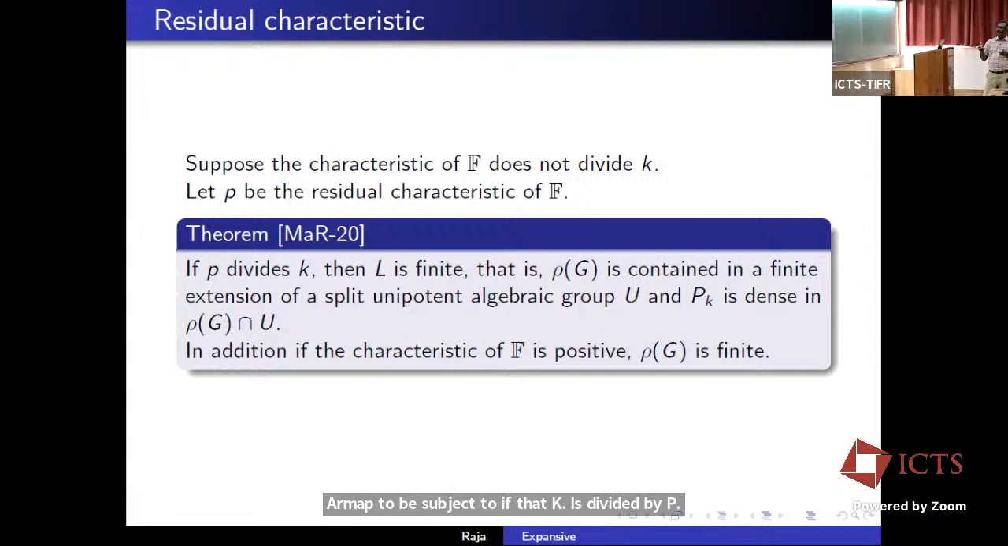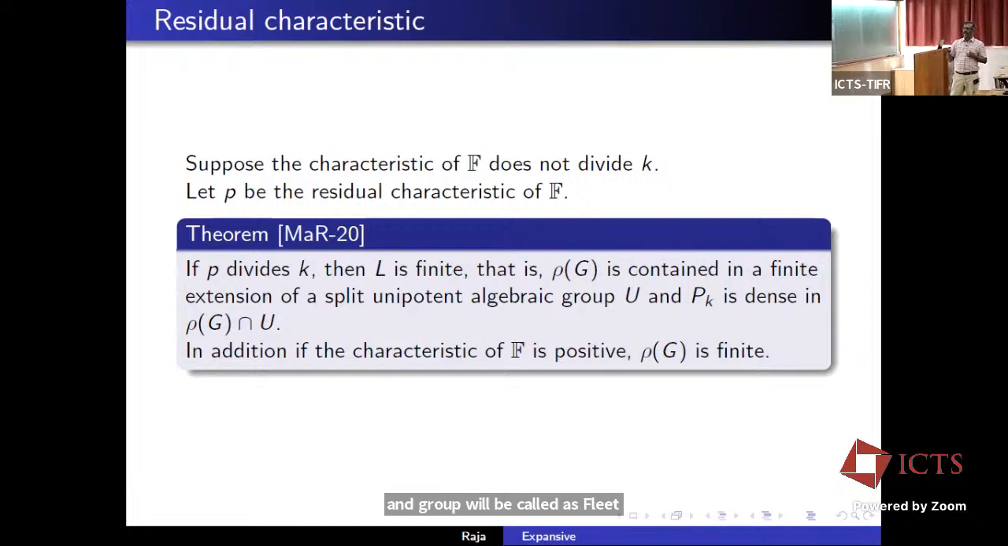So we get that L is finite and the rho of G is contained in a finite extension of a split unipotent algebraic group. Split unipotent means that in the unipotent case, there is a central series and the successive quotients are vector spaces. In general, it is not the case, but here it will be a vector space. So such a unipotent group will be called a split unipotent algebraic group.